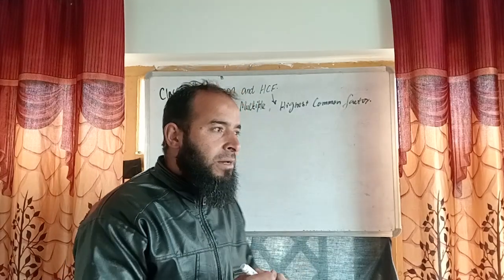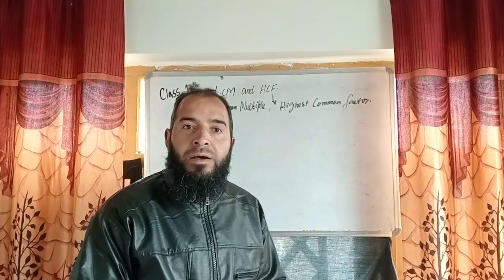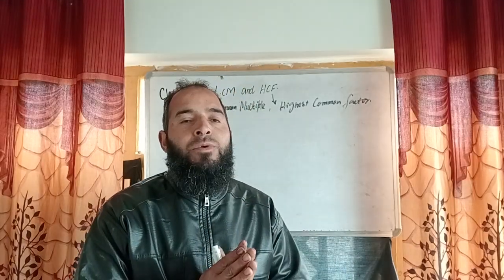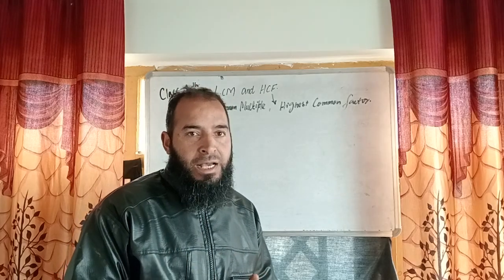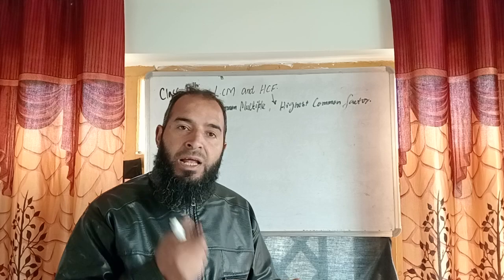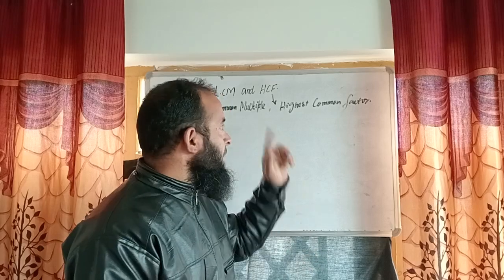This can be illustrated by taking a simple example. In the previous lecture we learnt about the fundamental theorem of arithmetic that states that every composite number can be uniquely expressed as a product of primes. So with the help of that prime factorization, we find the LCM and HCF of two numbers.